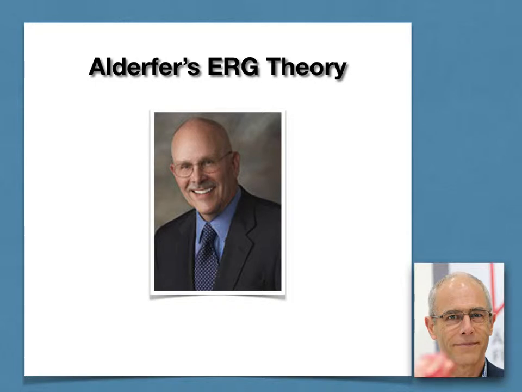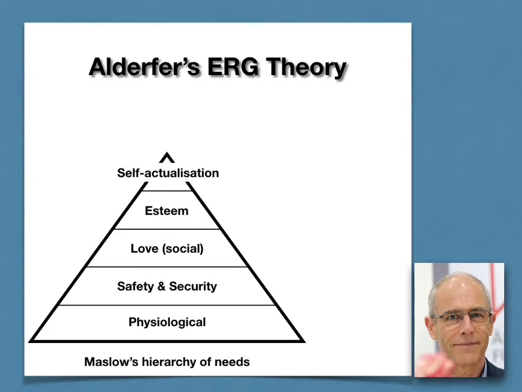Clayton Alderfer was an American psychologist, consultant, and academic, known for further developing Maslow's hierarchy of needs theory. The 5 human needs described in Maslow's hierarchy of needs were reduced to 3 levels of needs by Alderfer: existence needs, relatedness needs, and growth needs. Hence the ERG theory.